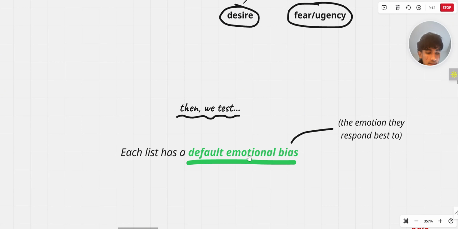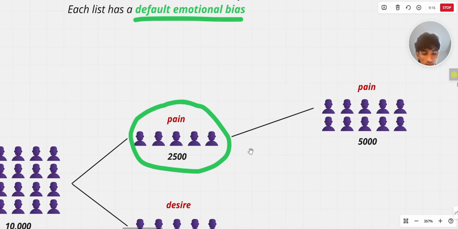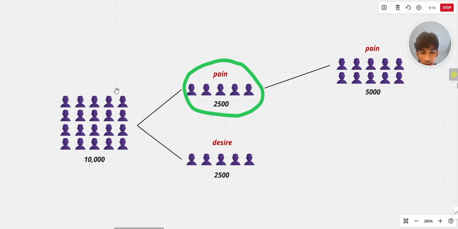So how we find out their default emotional bias, so that we can maximize open rates, is we test. Let's say you have a list of 10,000 people. What we do is we A/B split test on 50% of the list with two different emotions. For example, you split test with pain and desire: 2,500 people on a pain-based subject line and 2,500 people on a desire-based subject line.